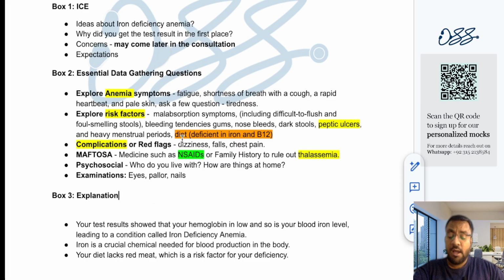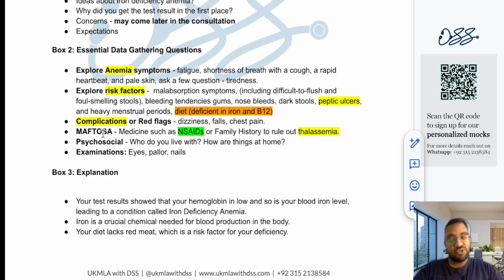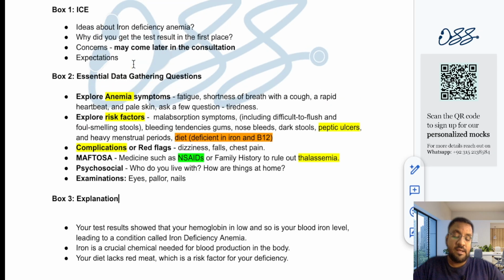Because of the complications of iron deficiency anemia, you know that the patient can have dizziness, falls as well, and can develop chest pain as well. So it's important that they're not alone, and that they have the support available. So the psychosocial aspect becomes particularly important in this case. Then naming the correct examination. You know that in iron deficiency anemia, or just in anemia, you got to look at the eyes.